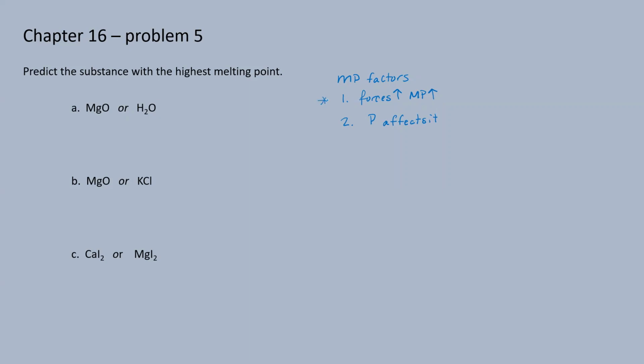Part A, MgO or water. MgO is an ionic compound, and water is a polar molecule. Ionic compounds have ionic forces. Polar molecules automatically have LDF and dipole-dipole, but water also has hydrogen on oxygen, so it has hydrogen bonding. So it seems like water should be stronger because I have a list of 3 forces there.